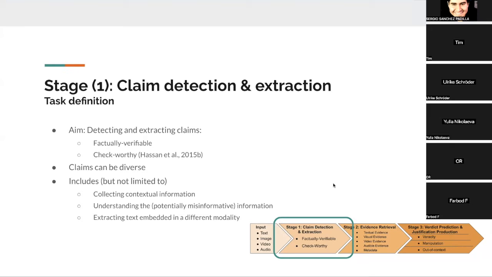The task of claim detection and extraction is not limited to collecting contextual information. So given a certain statement, collecting the information surrounding the statement in order to understand what this claim or statement actually means. And it also includes, for example, a statement or a misleading statement embedded in the modality. A typical example would be a meme. In order to verify the correctness of a meme, for our machine learning models, we would, as a first step, maybe need to extract the text out of these images in order to, for a follow-up step, do the verification process.